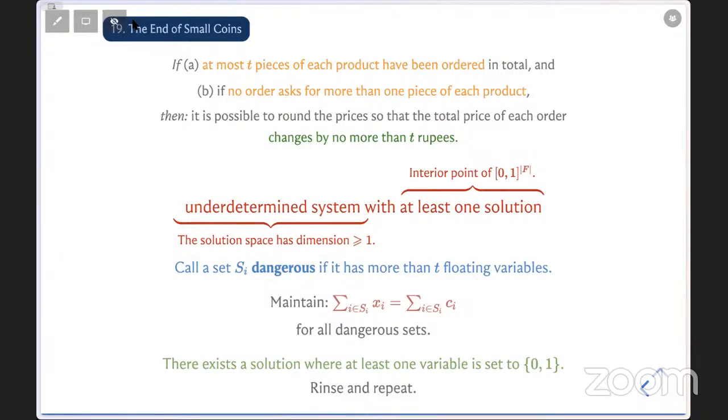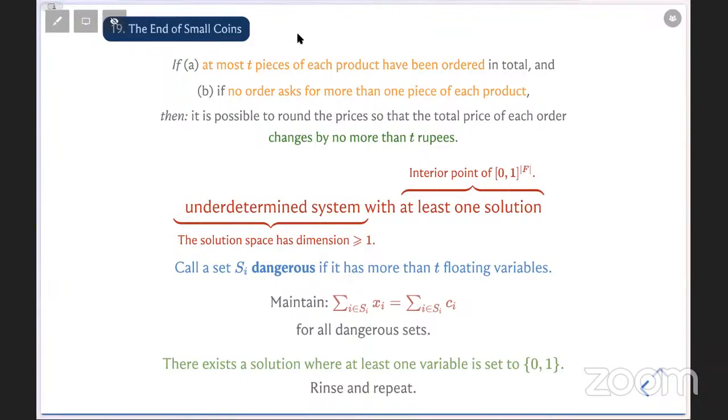My claim is that this is a rounding strategy that does not change the value of any order by more than t. Okay. Let me just briefly explain why that's true, because that will motivate why we wrote these constraints in the first place. So think about your favorite order. If that order to begin with was a small order, then you don't have to worry about it. So let's say that it was a large order. So to begin with, it was dangerous. Okay. And as we went through this process, at some point it transitioned from being dangerous to not being dangerous, right?